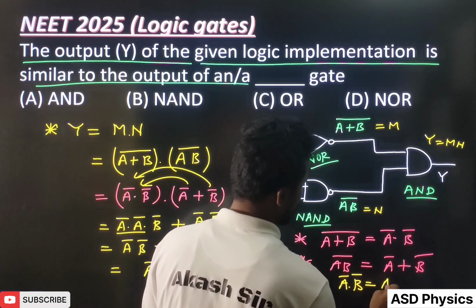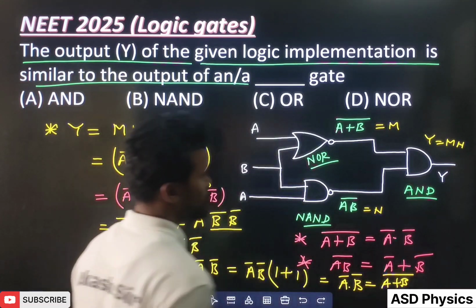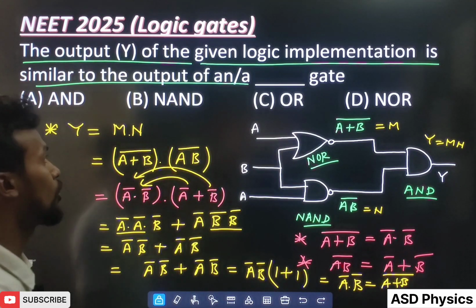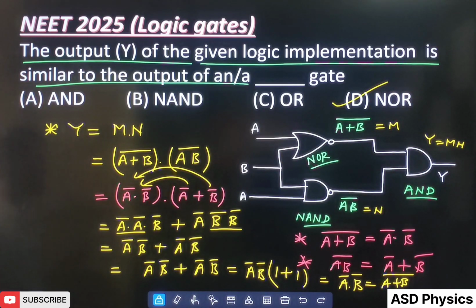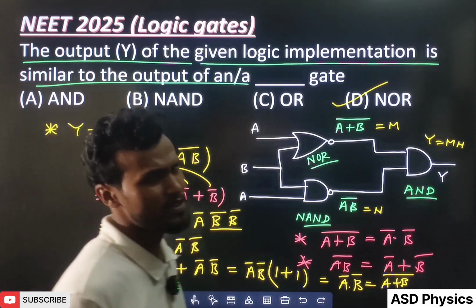And when you simplify this again, A plus B bar. A plus B bar is what? NOR. Where is the NOR here? Option D. Can you see? I have just used the Boolean algebra here. You can also solve it by taking 0 and 1.